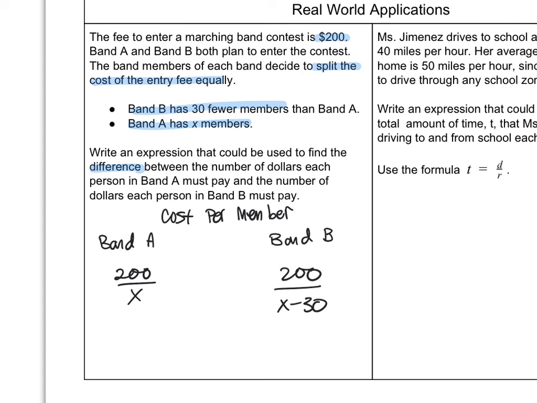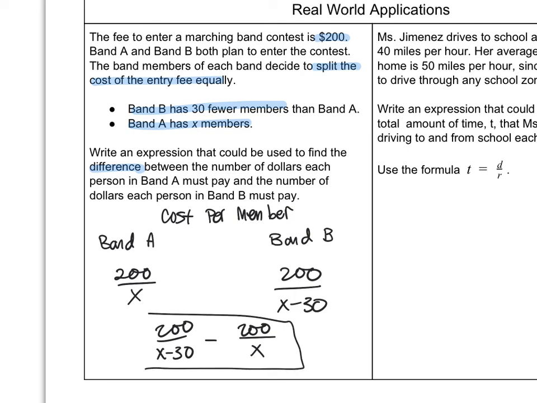So what would the difference between these two be? Well, we would take the amount paid by each member of Band B. Remember, that's a little bit more. And we're going to subtract the amount paid by each member in Band A. They have to pay a little bit less because there's more of them paying towards that 200. And this expression represents our difference.